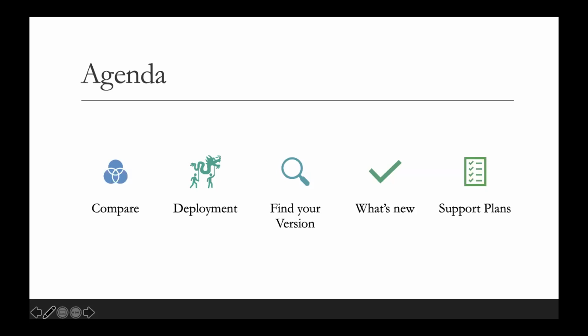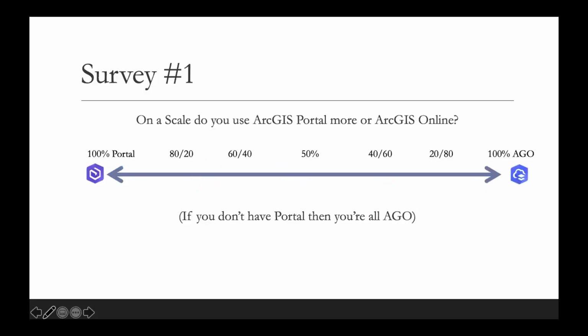Okay, moving on. So the first thing that we're going to do is a survey. The survey that we want to talk about is, and I think Bill's going to pop this up on your screen. There's a green bar up at the top. It says, how much do you use ArcGIS Online versus Portal? So that's the question for us.